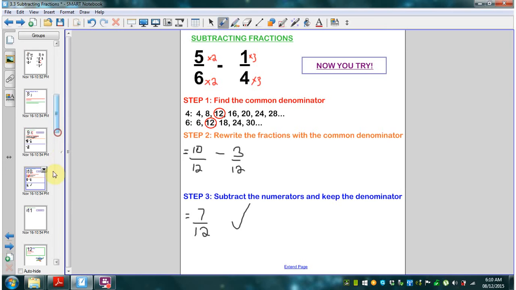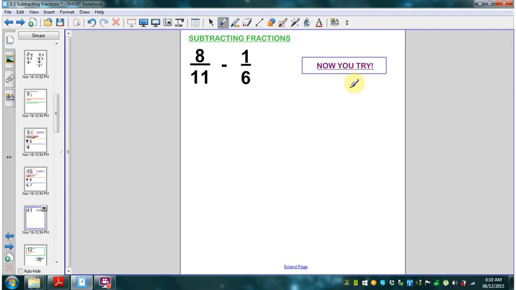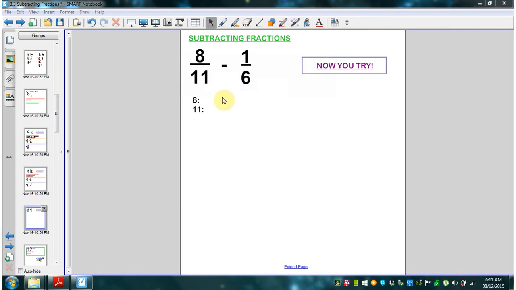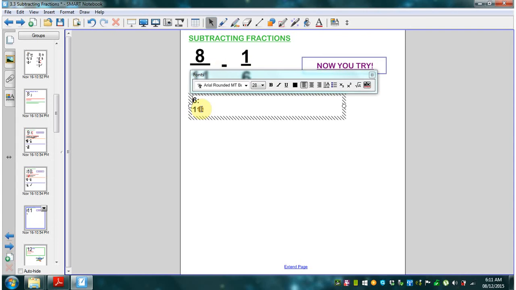Okay, and last one for today. Can you try this one by yourself without the steps in front of you? So when you come back, we'll give that one a try. Alright, so for this one, 6 and 11 on the bottom, they're not common denominators, so we need to use our multiples.